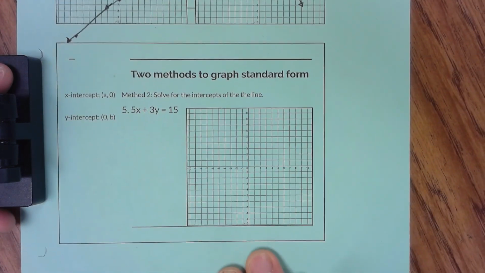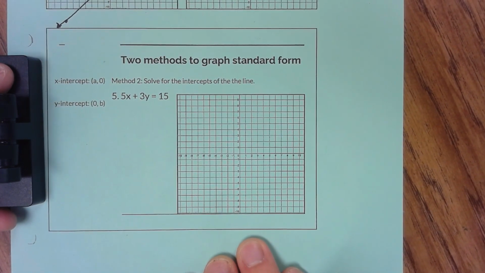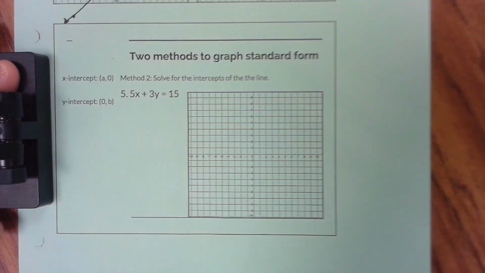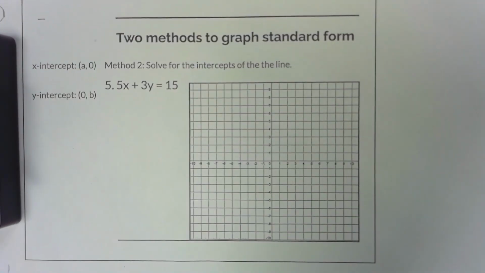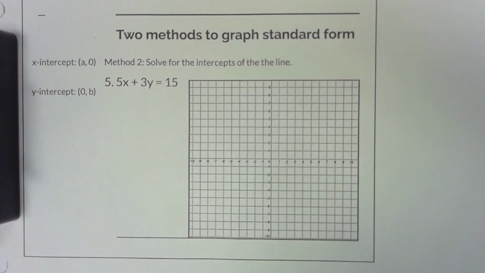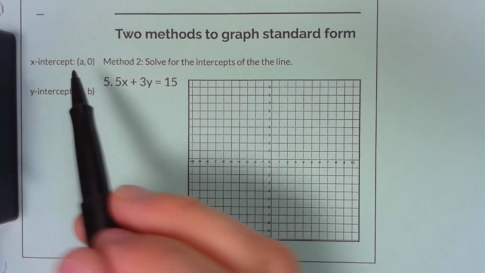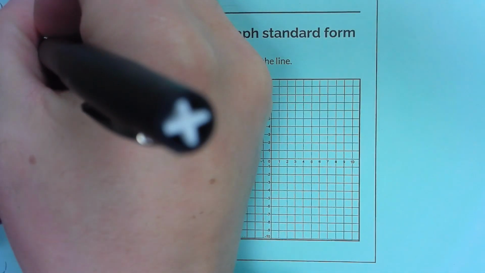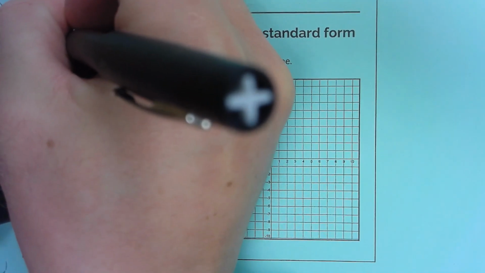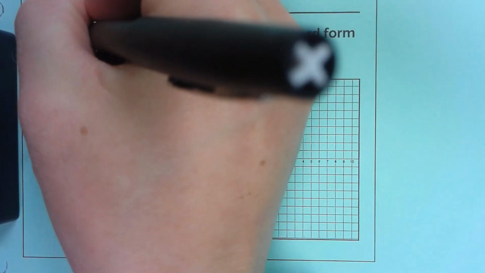The other way that we can graph a line in standard form is to use its intercepts. And this is actually the most efficient way to graph these lines because we don't have to do a lot of work. So x-intercept, if we don't know, remember this is where the graph crosses the x-axis.